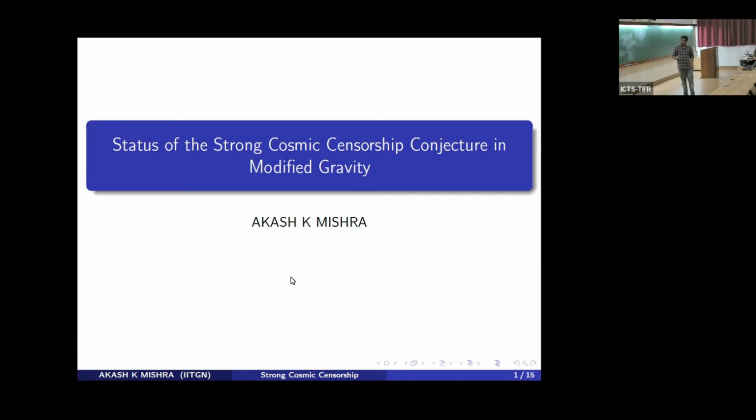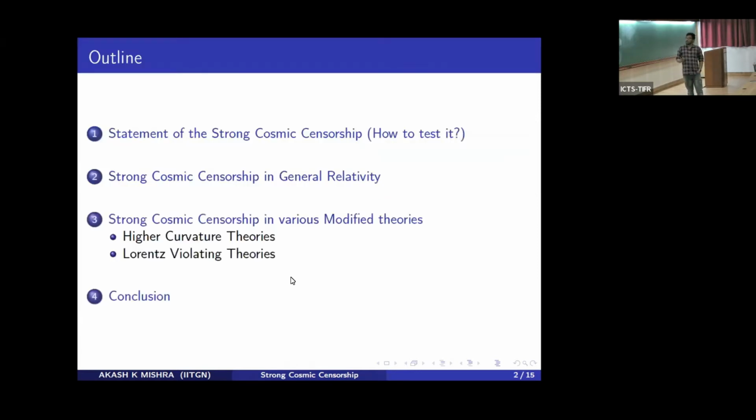I'm going to talk about the status of strong cosmic censorship in modified gravity, not just particularly for Lorentz violating theory. We'll see some other class of higher curvature theories as well. And this is going to be the outline.